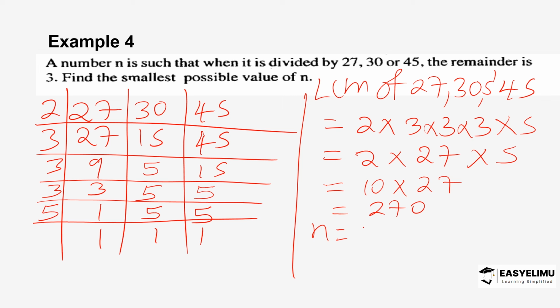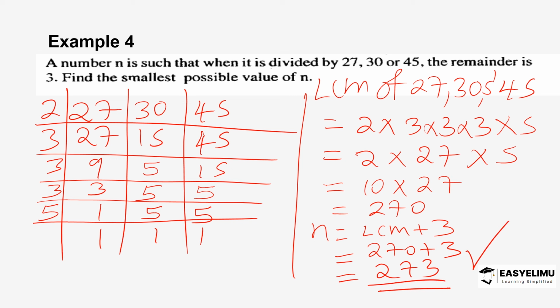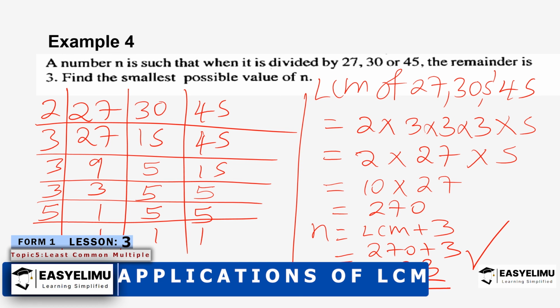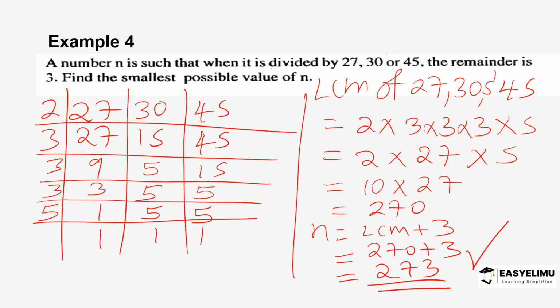So n should be the LCM plus 3, which is 270 plus 3, 273. That is the number that we are looking for, the number n. So if you divide the number 273 by each of the numbers up there, 27, 30, and 45, then you should always be getting a quotient and a remainder, which is 3.